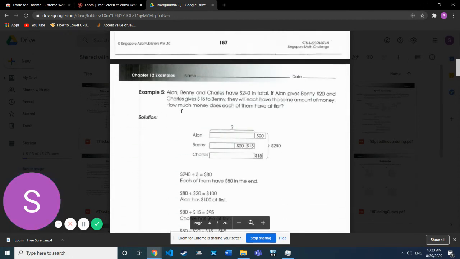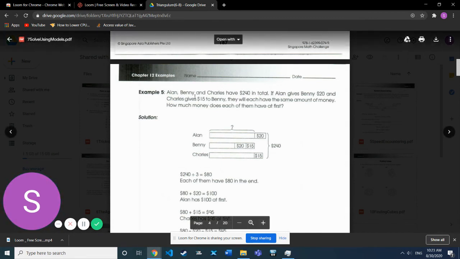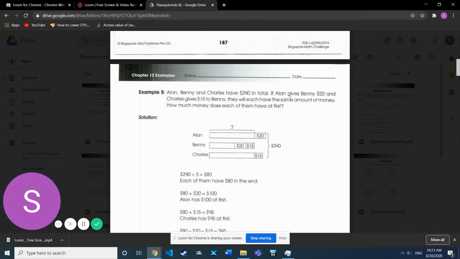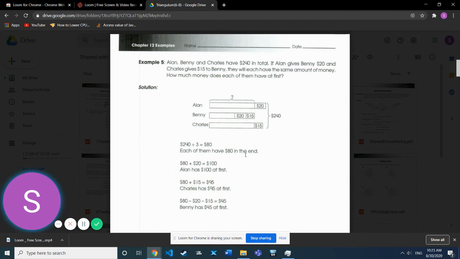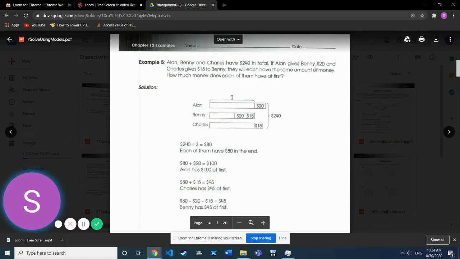Let's do another example actually. Alan, Benny, and Charles have $240 in total. If Alan gives Benny $20 and Charles gives $15 to Benny, they will each have the same amount of money. How much money does each of them have at first? Again, you can just divide 240 by 3, so each of them must have $80 in the end. 20 plus 15 is 35, and that is the amount of money that Benny is short of 80 by.